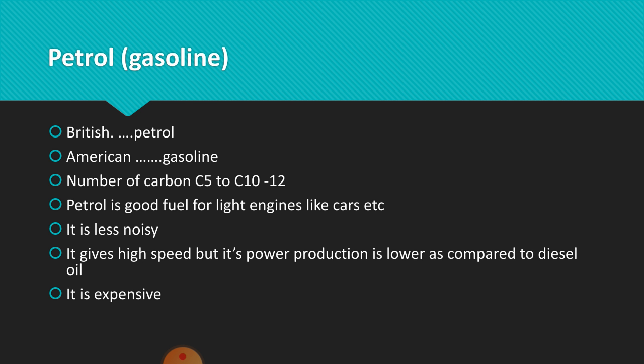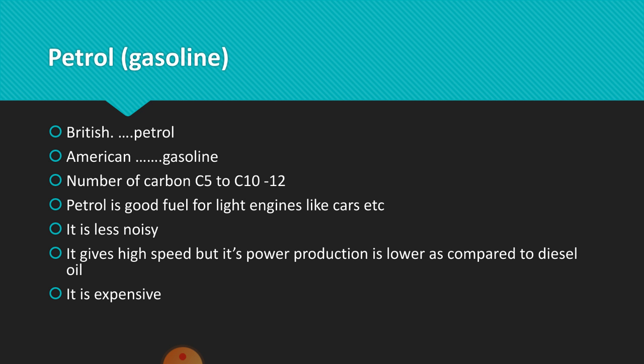The next fraction we obtain from the fractional distillation is called petrol, which is also called gasoline. In British English it is called petrol, while in American English it is called gasoline. The number of carbon atoms in this fraction is from C5 to C10, or sometimes C12. Petrol is a good fuel for light engines like cars. It is less noisy. It is basically pure. It gives high speed, but its power production is lower compared to diesel oil. It gives speed but not power.